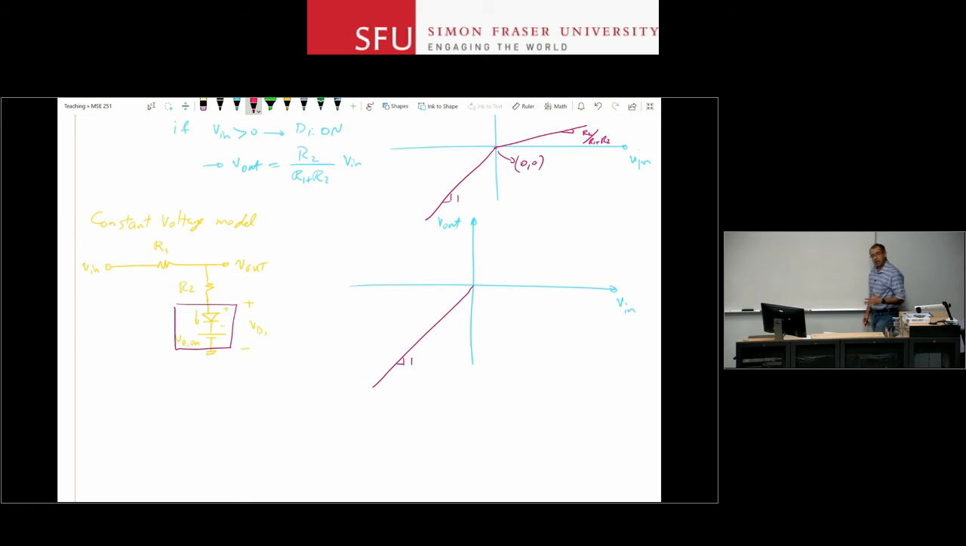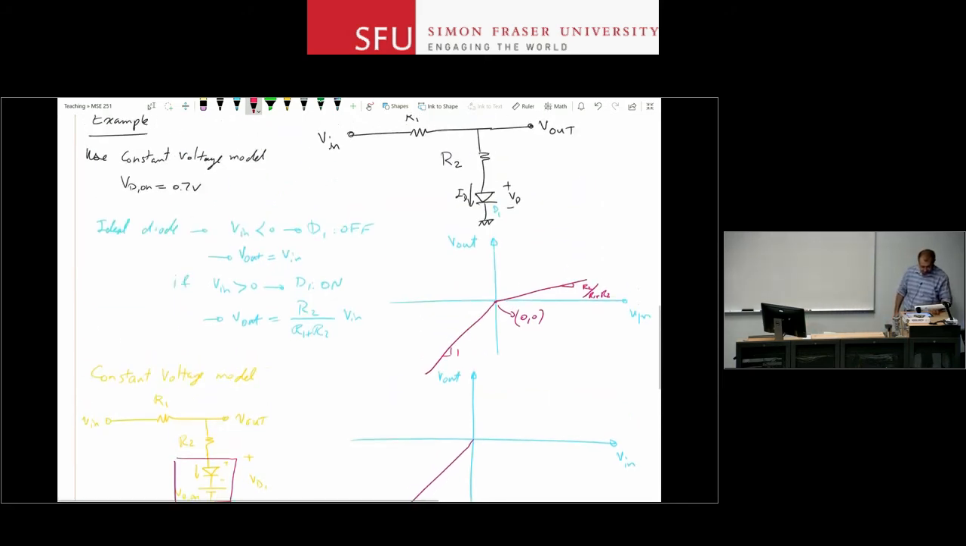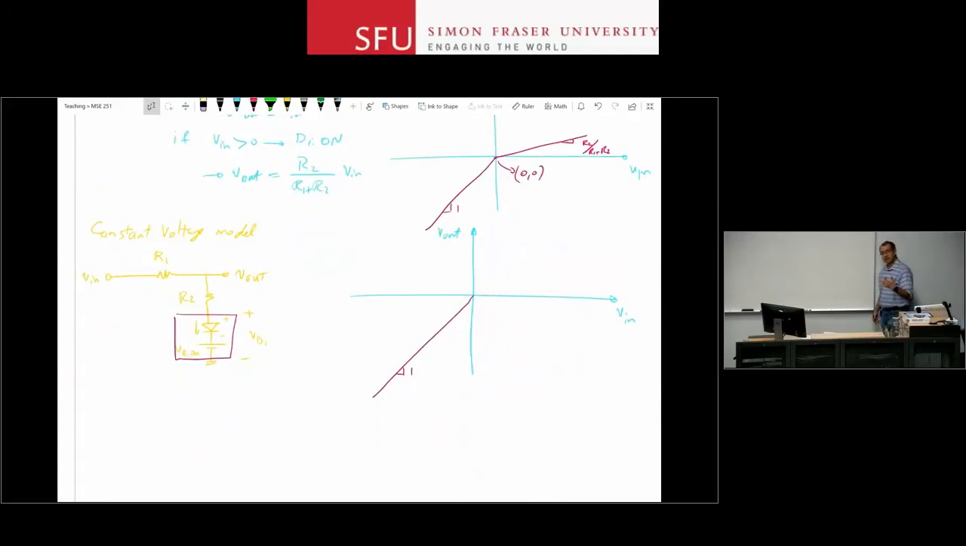However, in this case, for positive V in that are smaller than VD on, the diode is still off, right? So let's say VD on is, did we assume a value? VD on is 0.7 volts. So let's say V in is 0.2 volts. So if V in is 0.2 and this is 0.7, for that kind of a voltage difference between V in and the voltage at the cathode of your diode, the current still has to go upwards. It still has to flow from the diode into V in, which again the diode will not allow, right?